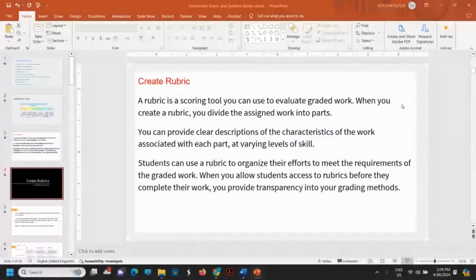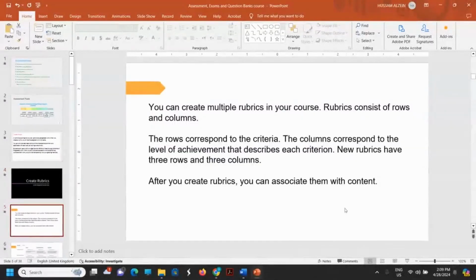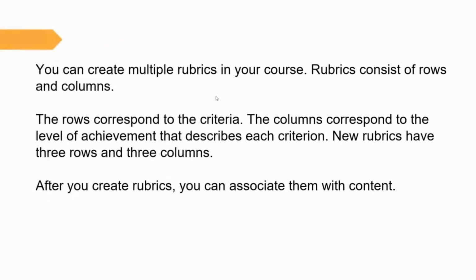Okay. Really, we can create multiple rubrics in your course. Rubrics consist of rows and columns. The rows correspond to criteria, and the columns correspond to levels of achievement that describe each criterion. New rubrics have 3 rows and 3 columns by default. After you create rubrics, you can associate them with any type of assessment tool or content.